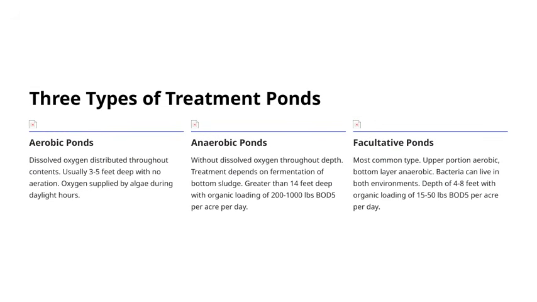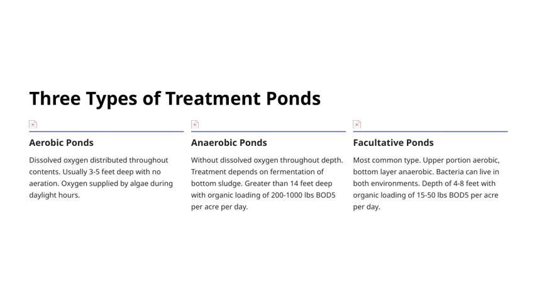Let's take a closer look at the three main types of treatment ponds. First up are aerobic ponds. These ponds are designed to keep dissolved oxygen distributed throughout the contents, which is essential for the treatment process. They are usually about 3 to 5 feet deep and don't require aeration equipment because oxygen is supplied naturally by algae during daylight hours. This natural oxygen production helps break down organic matter efficiently.